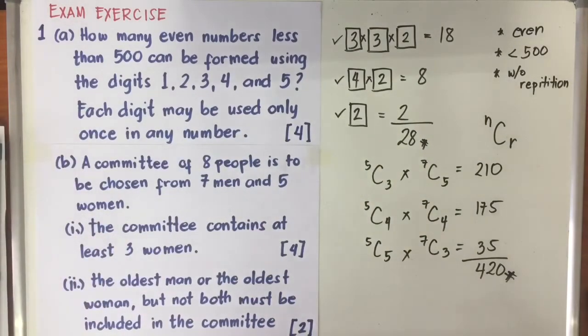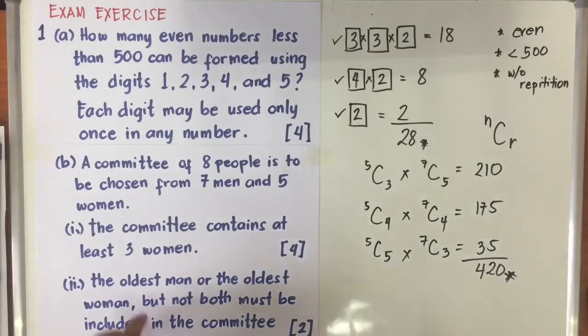Number 2: the oldest man or the oldest woman, but not both, must be included in the committee. So number 2 basically is a little bit tricky because you will consider the oldest man and you will consider the oldest woman. But they should not both be part of the committee. So it means if I selected the oldest man, I cannot select the oldest woman anymore.